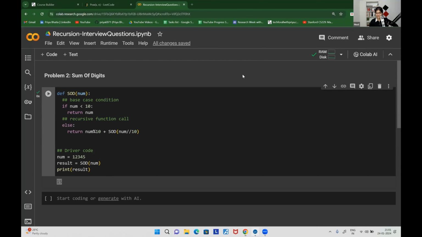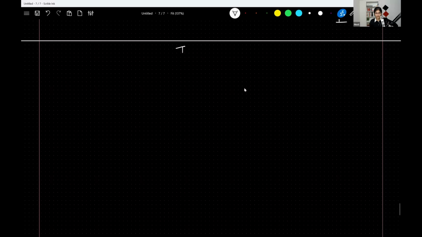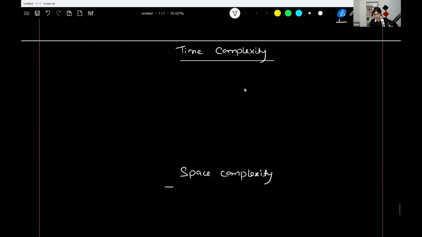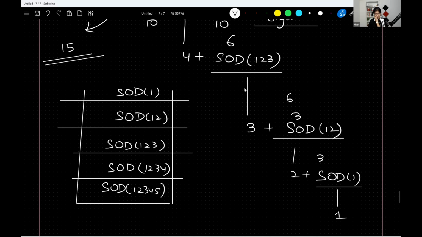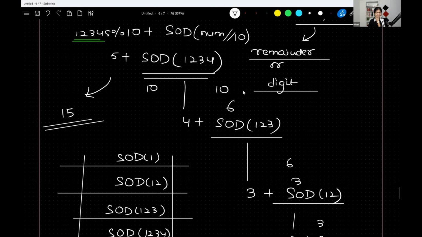Someone said constant. Is that so? Let's first of all discuss the space part. Someone said constant and someone said big O of n. Think again. It will be big O of n. Why is that so?